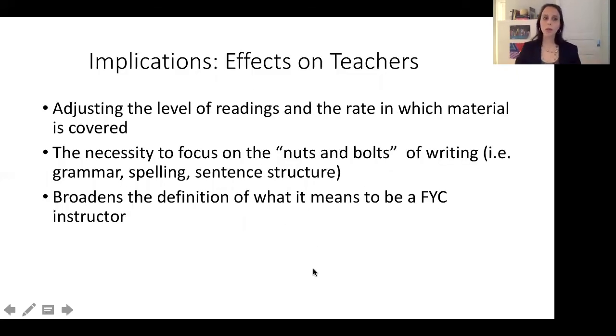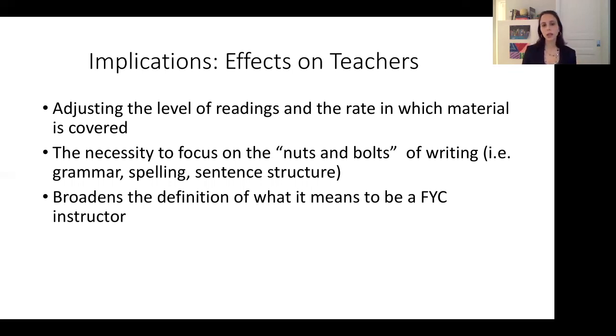I know this is a quick snapshot of the research, but the implications in terms of the effects on teachers with the move to more accelerated models of instruction, and co-requisite models in particular, are, first of all, adjusting readings and the rate at which material is covered. A lot of faculty talked about adjusting the readings they were giving, maybe not starting out with such complex readings at the start of the semester, and also covering the material at a slower pace because they had the 6 hours, but still feeling like there was not enough time.